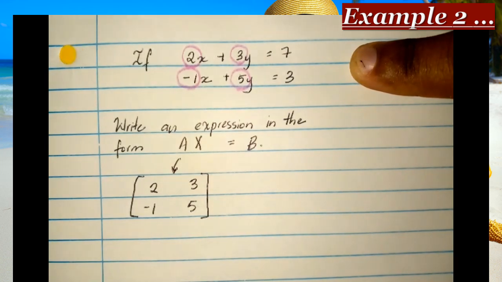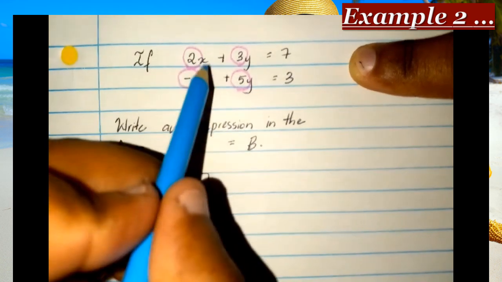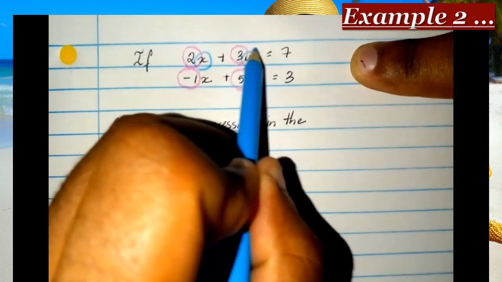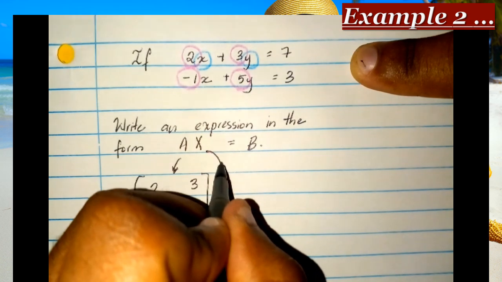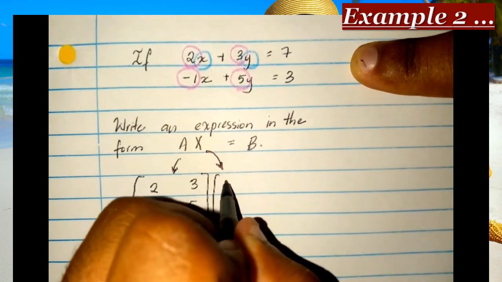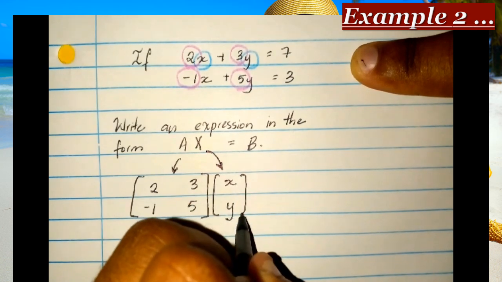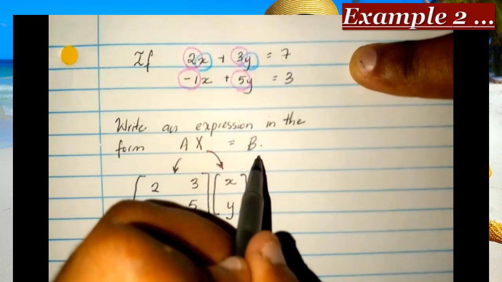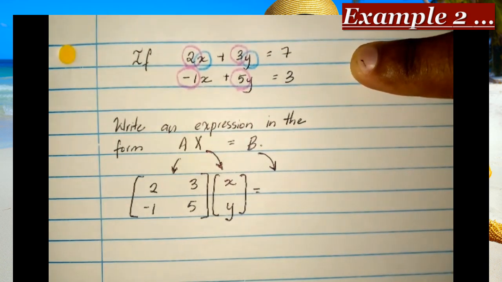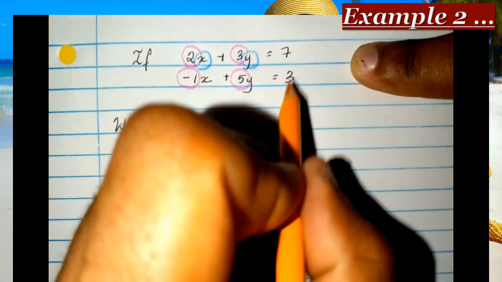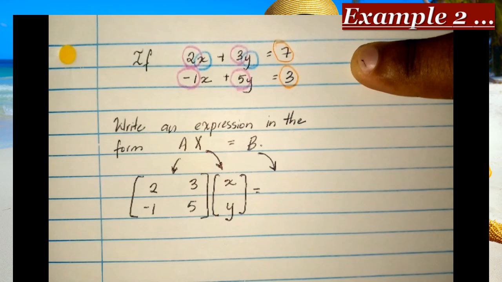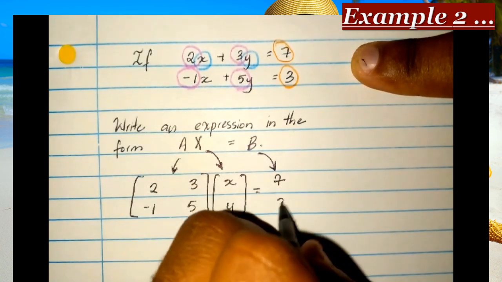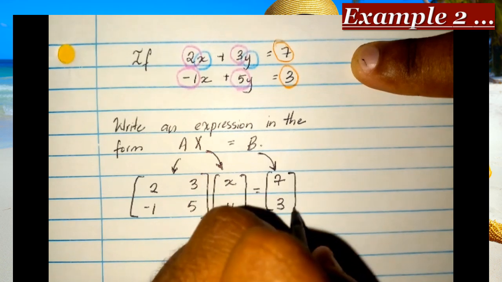Next, I need to extract my variable matrix, which is X. So I have x and y I'm working with. Those are the two variables I'm working with. So my variable matrix will become x and y. And that is supposed to be equal to my constant matrix. I'm going to be extracting those two from the question. It's 7 and 3. So 7 at the top and 3 right here. And that's that.